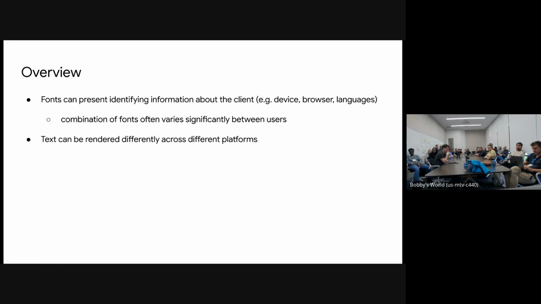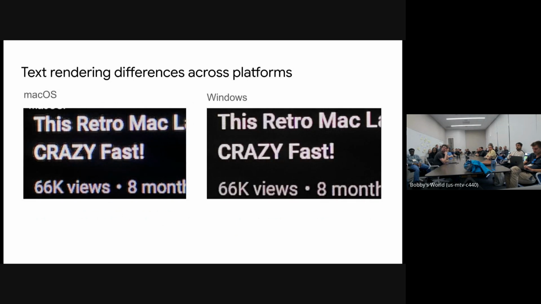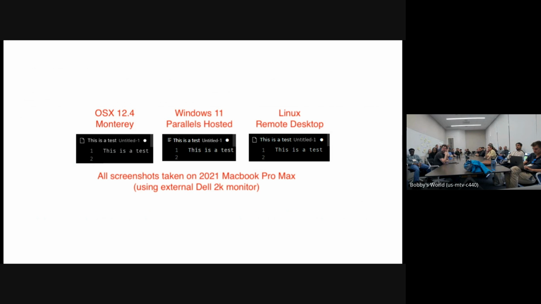As a result, trackers may take advantage of this and make scripts that are able to re-identify users across contexts using fonts. So the goal of our intervention is to improve user privacy by restricting the availability of user installed fonts on Chrome. And as I mentioned before, there can be differences in how text is rendered across platforms with the same font. Here you can see in Mac OS and Windows, there's some slight variation, even on the same device, with different platforms you see how the rendered text looks different. There's slight differences in width, etc.